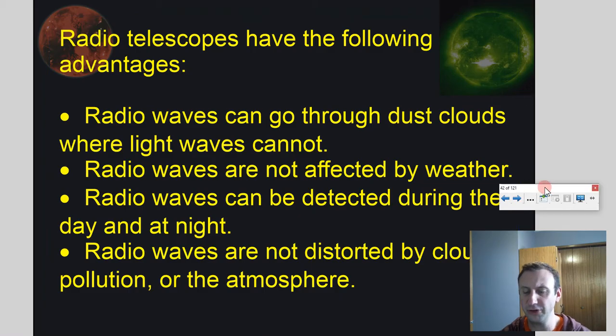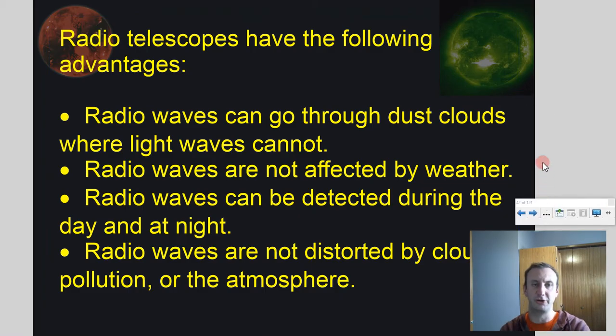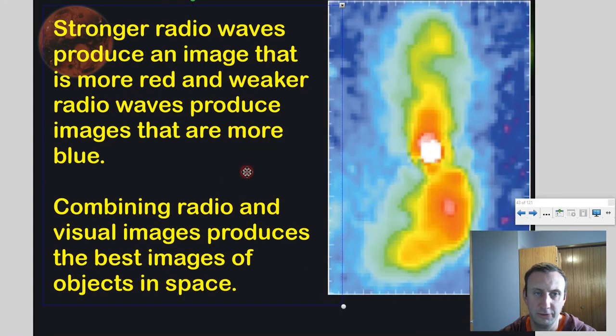Radio telescopes have a lot of advantages over optical telescopes, such as radio waves can go through dust clouds, right, which light cannot do. Radio waves are not affected at all by the weather. Radio waves can be detected during night and day, and radio waves are not distorted by clouds, by pollution, or the atmosphere. So super handy. We can view more at all times. Stronger radio waves produce an image that is more red, and weaker radio waves produce images that are more blue. We already talked about this.